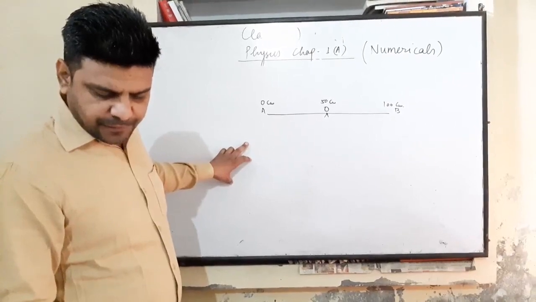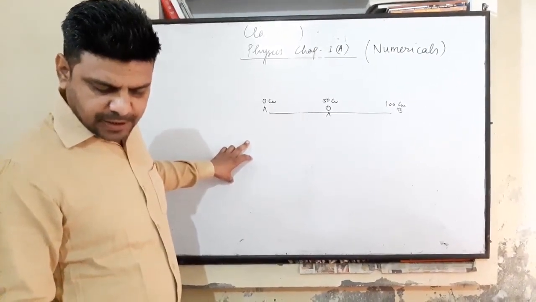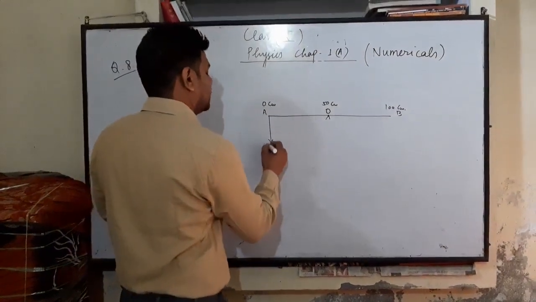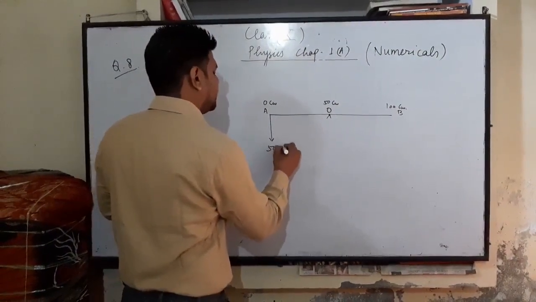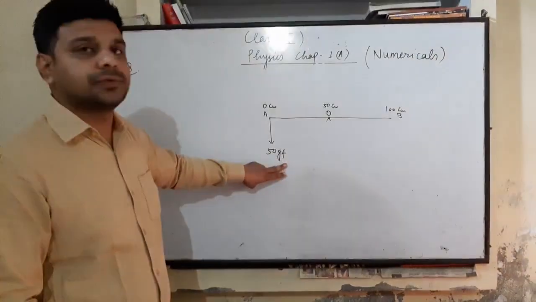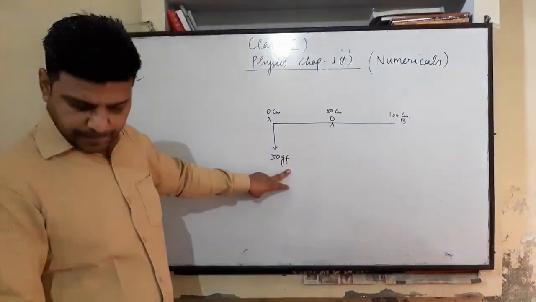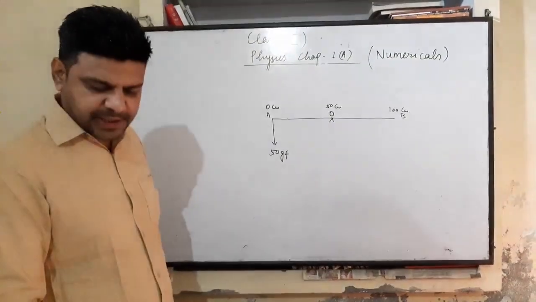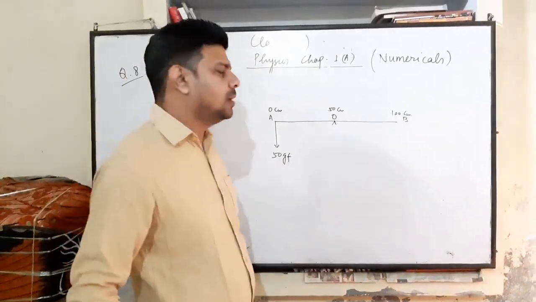A weight of 50 gram force is suspended at one end of it. Consider this is a weight of 50 gram force suspended at this end. Where should a weight of 100 gram force be suspended to keep the rule horizontal?